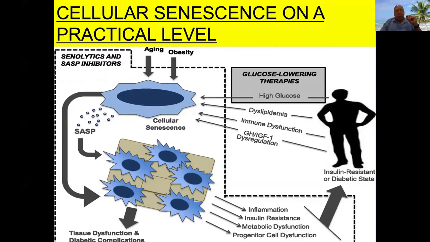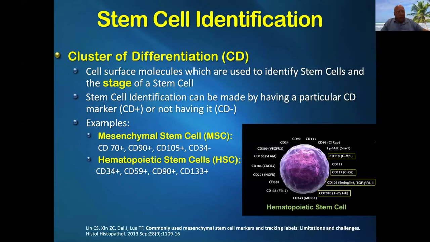All right, I want to move on to stem cell identification. Again, I'm just trying to give everybody a nice broad overview. Many times we'll talk about CD. We say, well, okay, CD this, CD70, CD34. What does it actually mean? Well, it means cluster of differentiation. It's a cell surface molecule, a cell surface marker. And it can tell us a lot about the cell. You can see down here, CD34 is a hematopoietic stem cell. CD70 is an MSC. So that CD classification kind of gives us an idea of what that cell is and what it's capable of doing, okay?